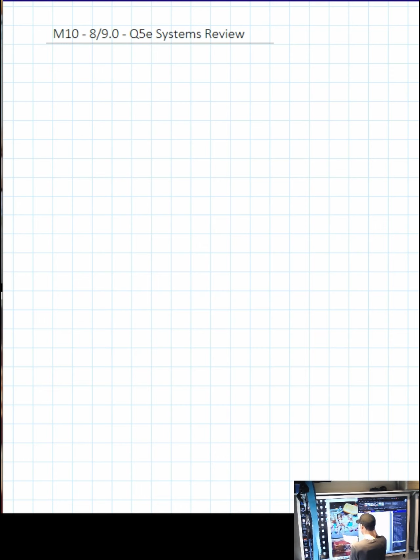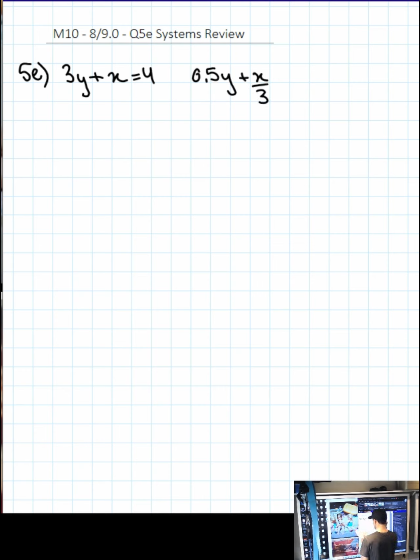Okay, we have 3y plus x equals 4, and we have 0.5y plus x over 3 equals 3. So in the equation on the right, I want to call 0.5 1/2 y. If you have any difficulty turning decimals into fractions, go back to grade 8 and learn how to do that. Now I have a 2 on the bottom and a 3 on the bottom. I want to multiply both sides by the lowest common denominator, which is 6.